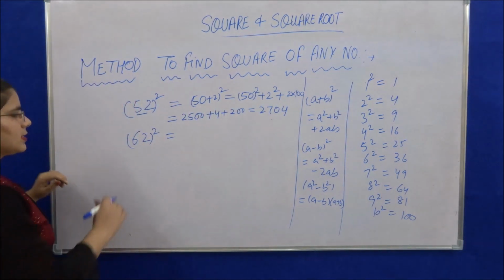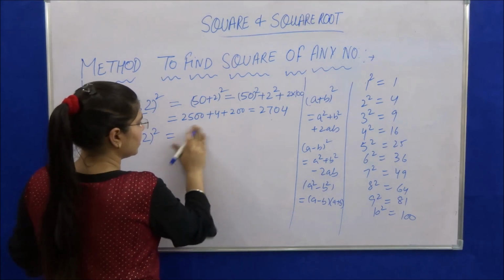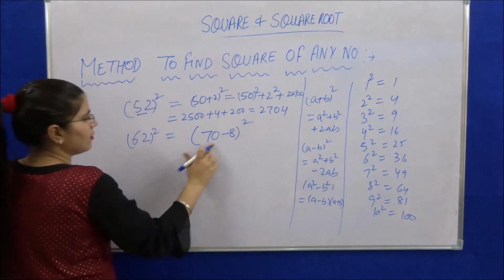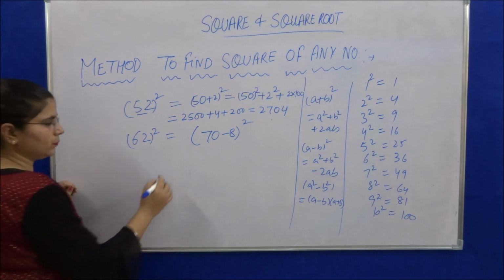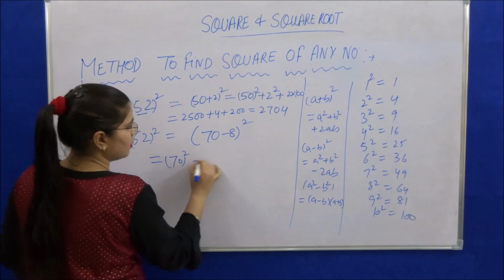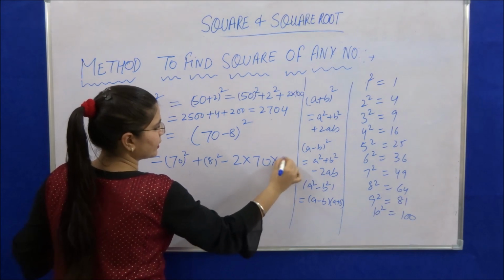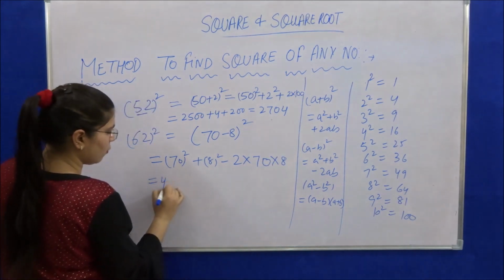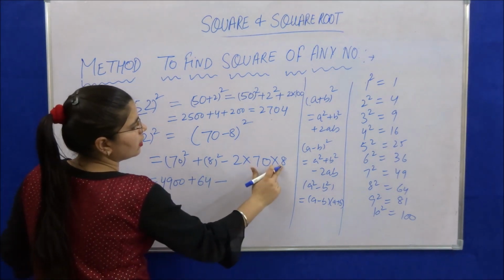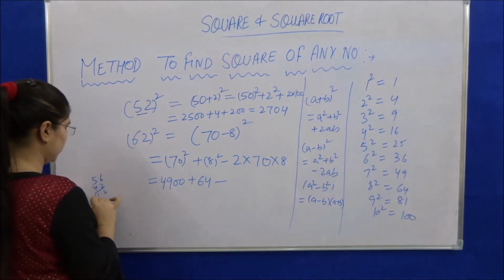In a similar way, 62 square can be written as (70 minus 8) whole square, because 70 minus 8 is 62. So by using this identity, that is 70 square plus 8 square minus 2 into 70 into 8, that will be 4900 plus 64 minus 56 into 2, 112.